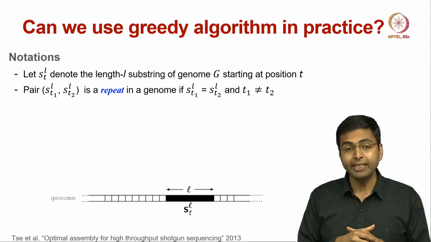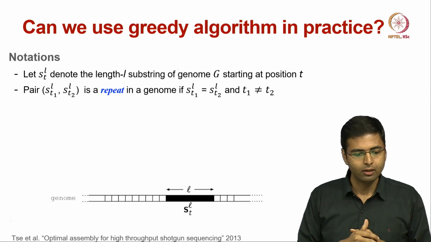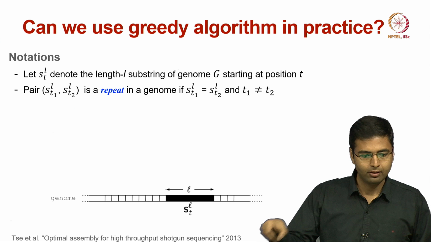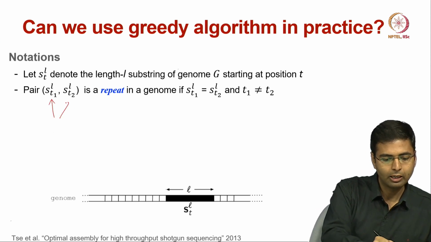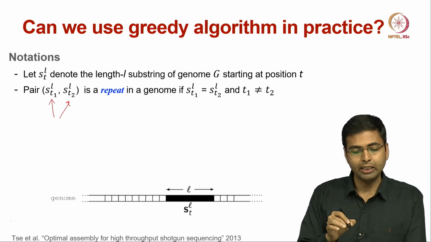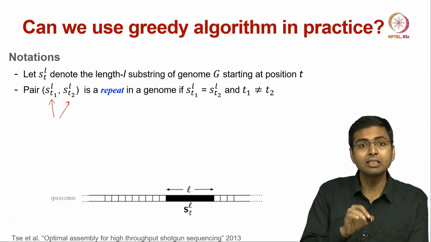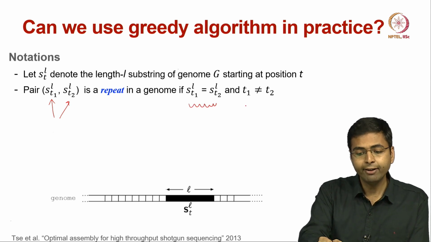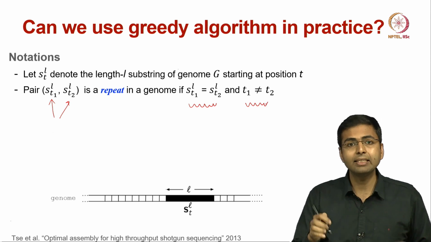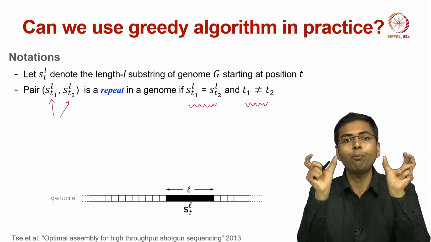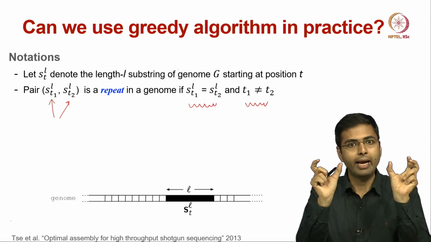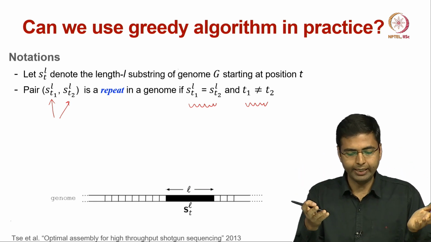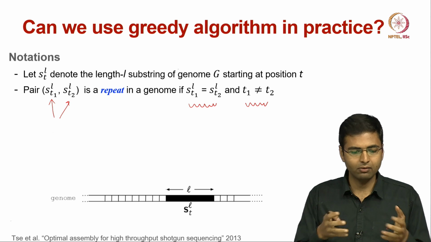Now let us define repeats in a genome. So you have a pair S_T1^L and S_T2^L. This is a repeat in the genome if both of these substrings are equal and T1 is not equal to T2, that is, these substrings occur at two different positions in the genome and these substrings are equal to each other. So then you have a repeat in the genome, right. So this is a simple definition.